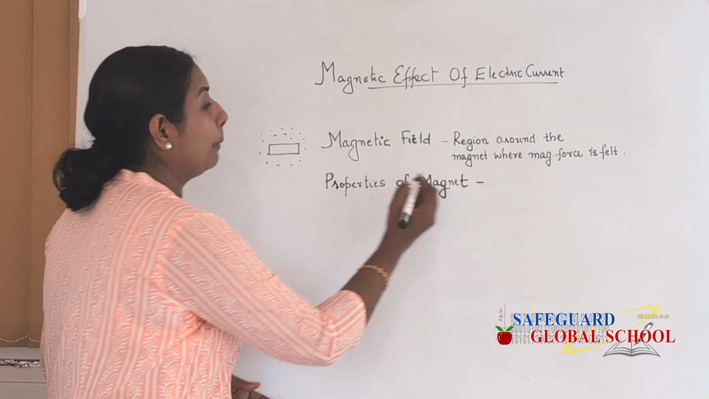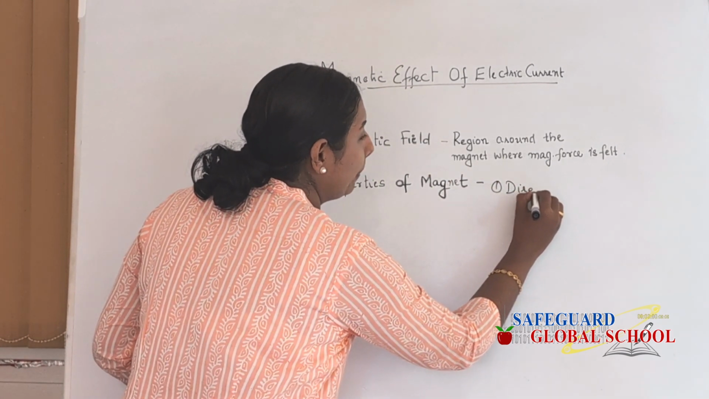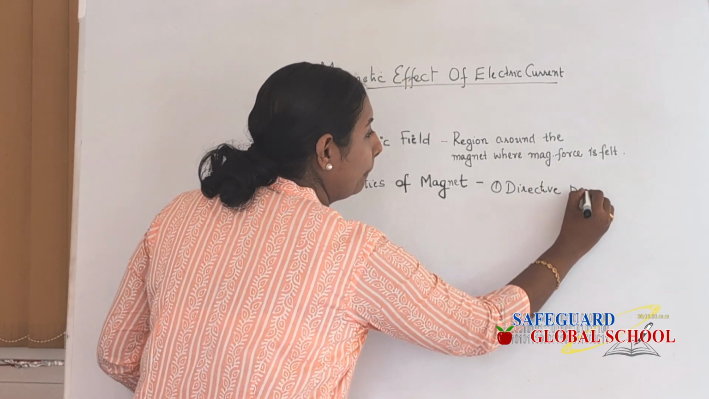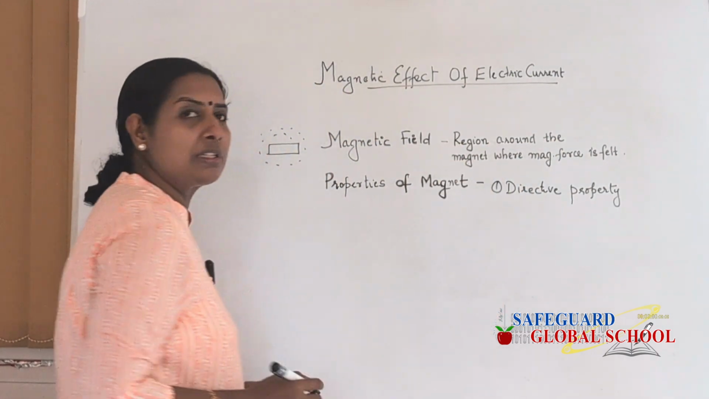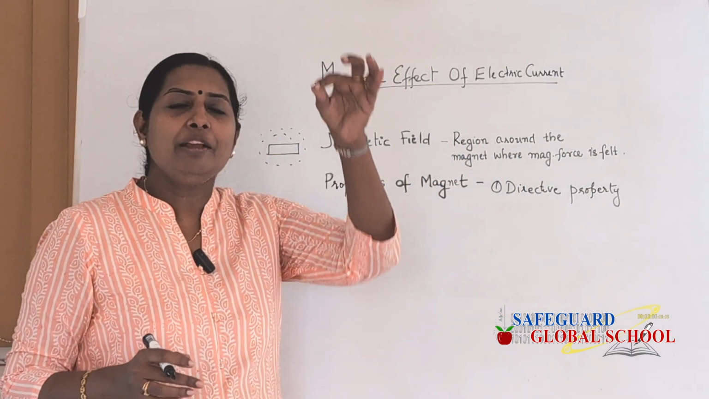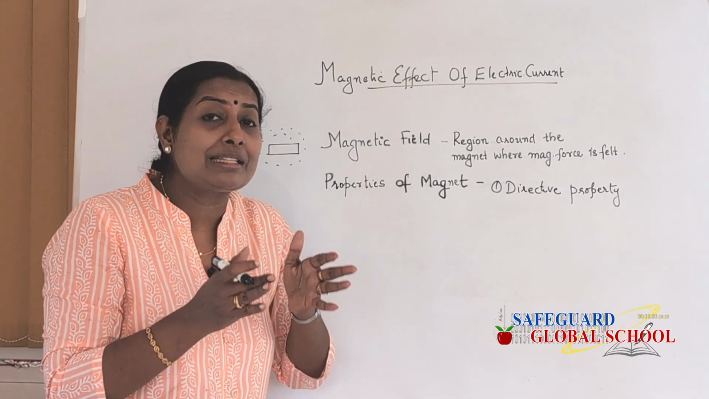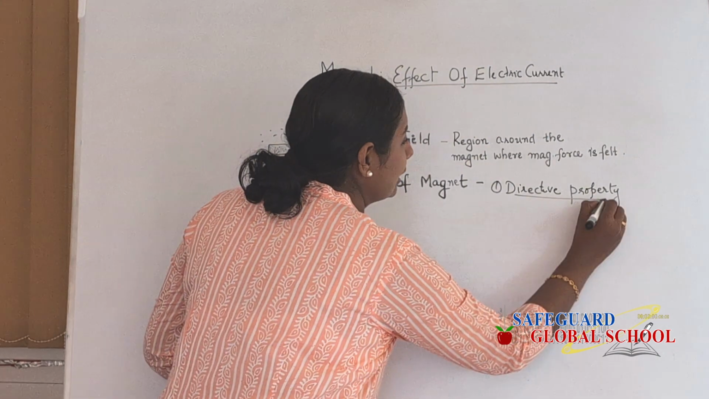The first property of a magnet is the directive property. So what do you mean by directive property of a magnet? Directive property means when a magnet is freely suspended, it always orients in the north-south direction. That is what is meant by directive property.